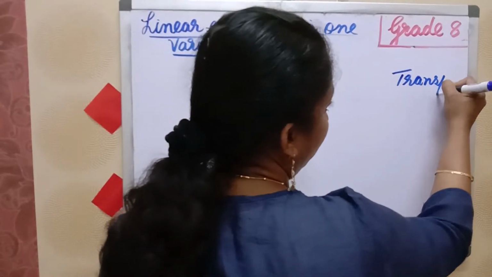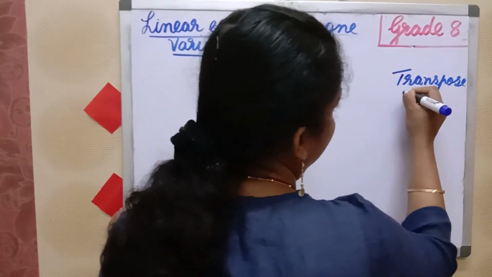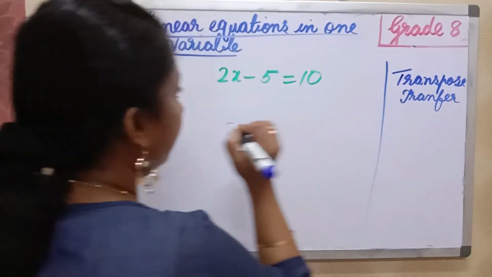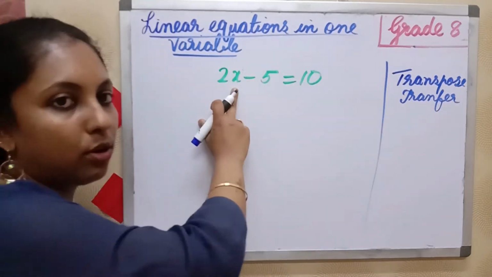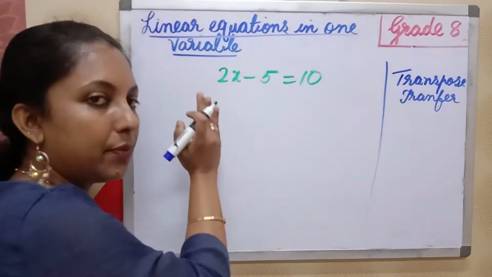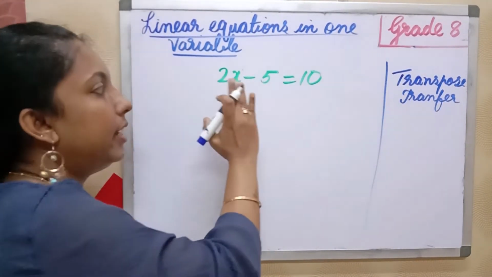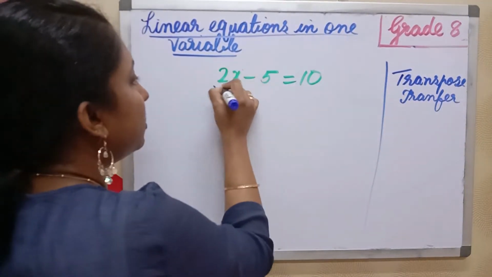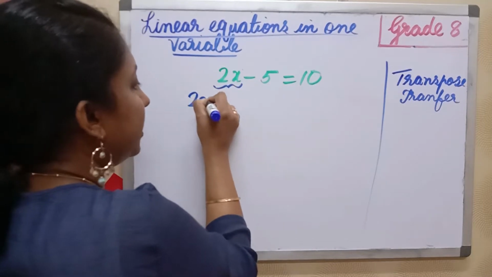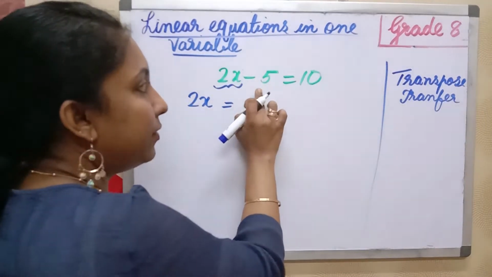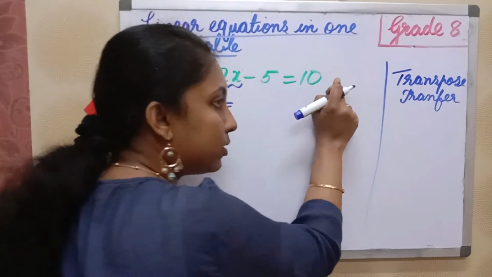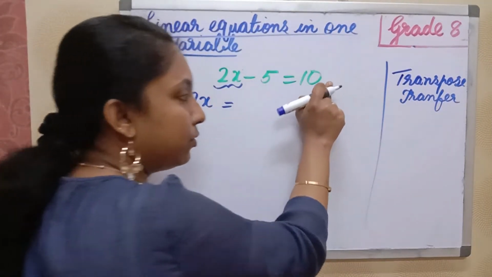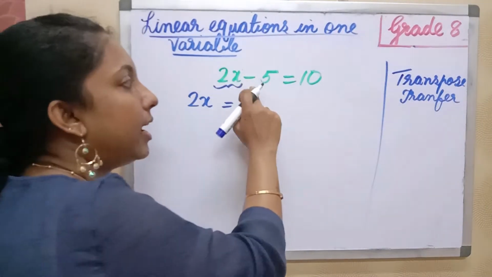Transpose means transfer. Let me explain. We want the value of x. So, we have to keep the variable term on one side and the constants on the other side. So, here the variable term is 2x. To keep 2x on the LHS, then minus 5 you have to transpose to the RHS. When we transpose minus 5 to RHS, the sign will change.